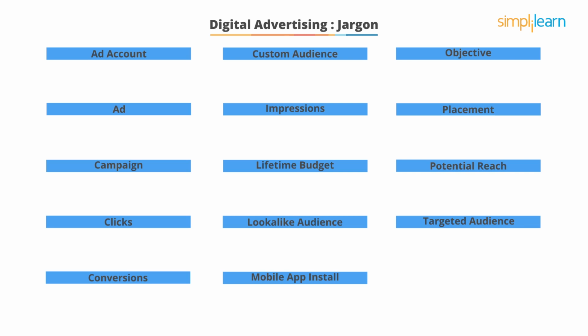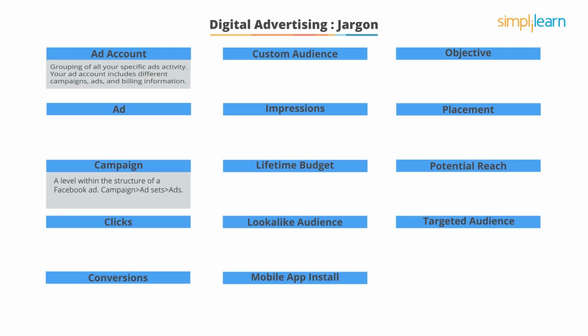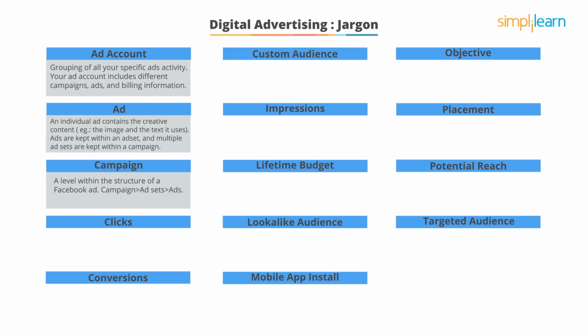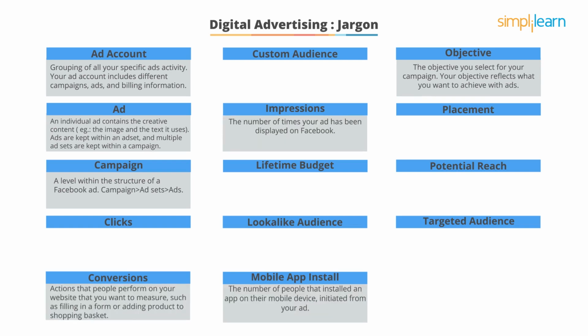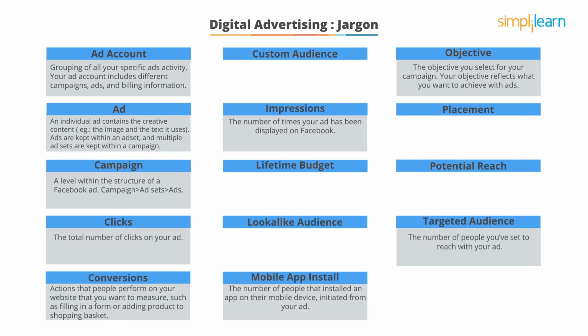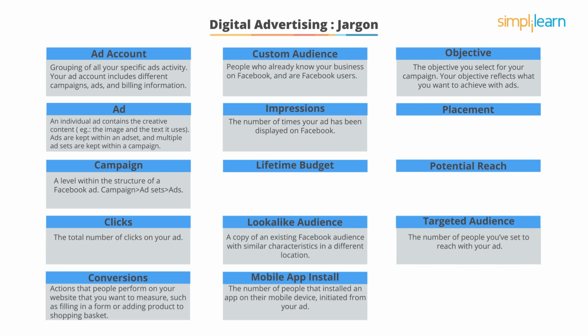As you will see in this lesson, digital advertising is often split into three components: the campaign, the ad account, and the ad. For each ad you will have to set an objective, and these objectives could be things like conversions, impressions, mobile app installs or clicks. You also have to decide which target audience you want to reach. You can create your custom audience, or you could even create what we call a lookalike audience.